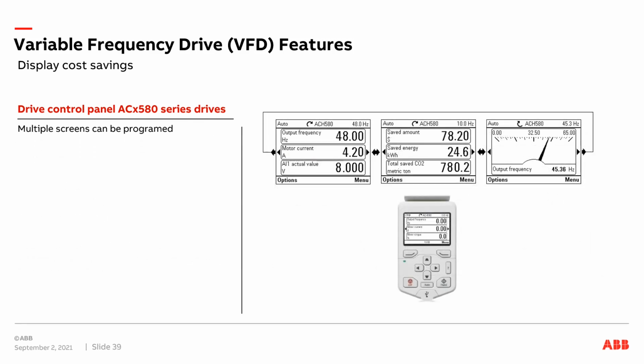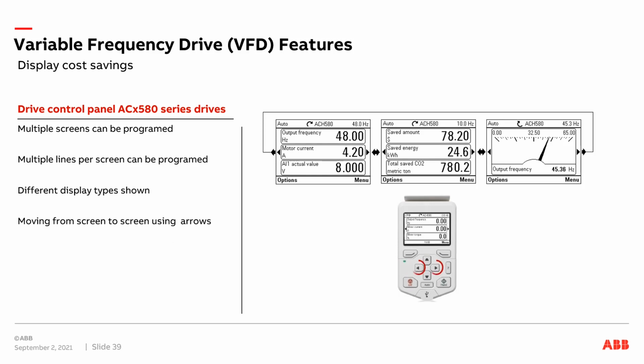The control panel has multiple screens that can be programmed in multiple different ways. There are multiple lines per screen. Different display types can be shown. Moving from screen to screen is simple. You just use the left and right arrows.